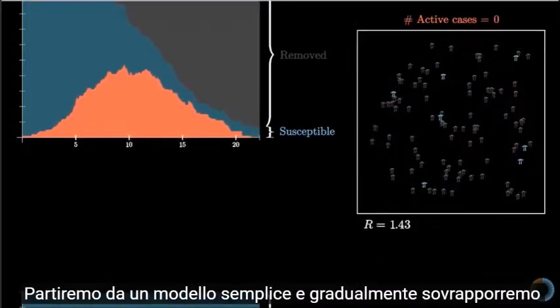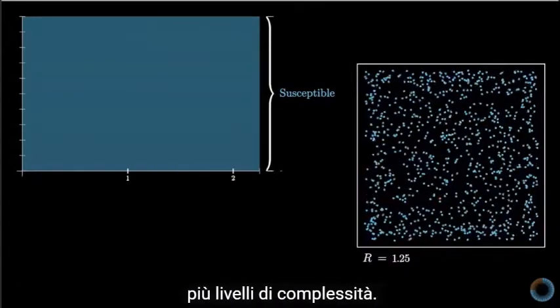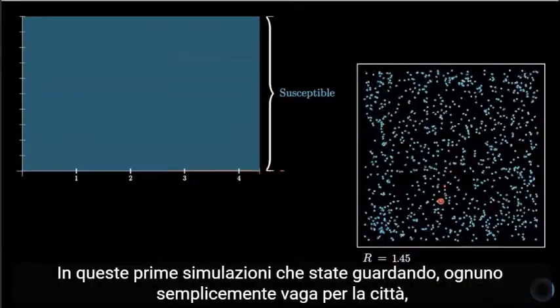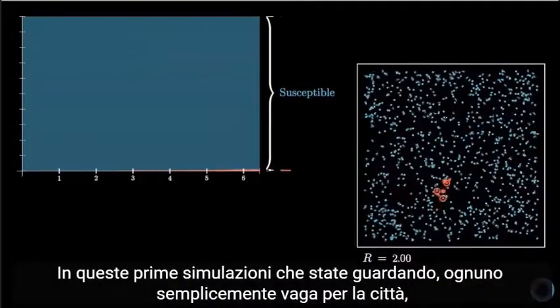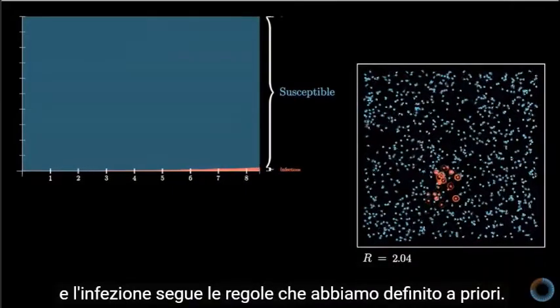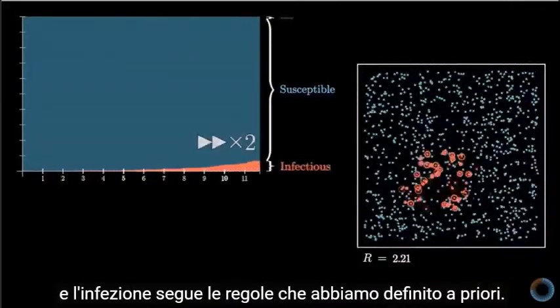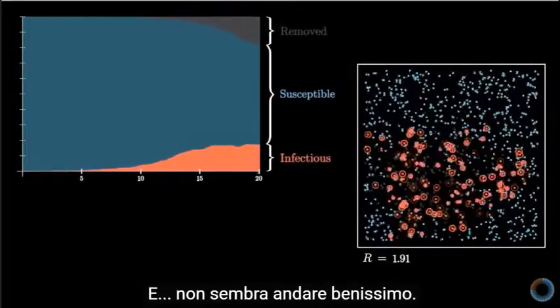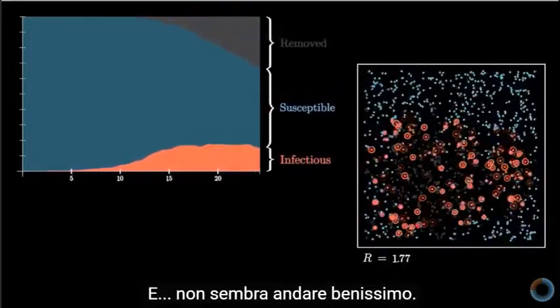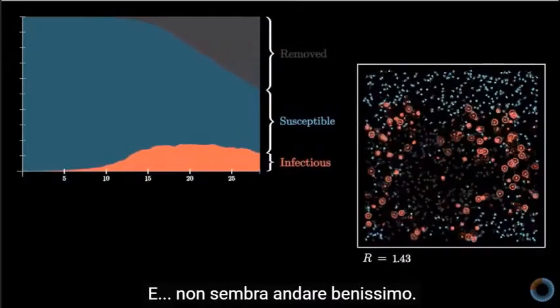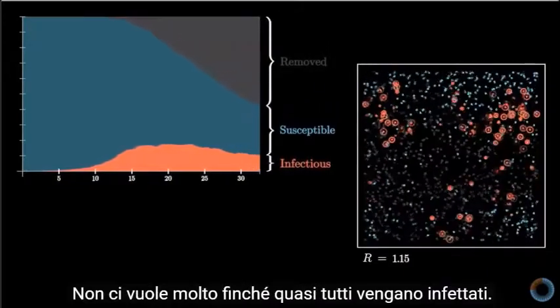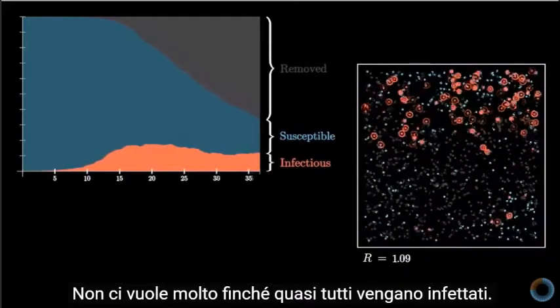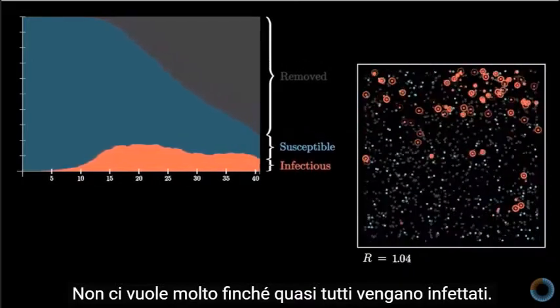We'll start things simple and layer on more complexity gradually. In these first few runs that you're looking at, everybody is simply meandering around the city in a kind of random walk, and the infection follows the rules that we've laid out. So, it doesn't look great. After not too long, almost everybody gets infected.